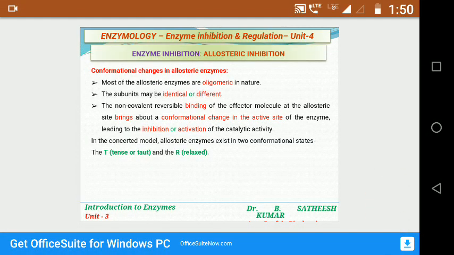As already said, most of the allosteric enzymes are oligomeric in nature. So we have more than one subunit in allosteric enzymes. Some are dedicated for regulatory activity, where the activators and inhibitors bind, and some are dedicated for the catalytic activity, where the substrate binds. The subunits may be identical or different.